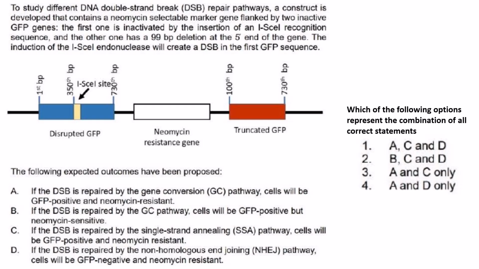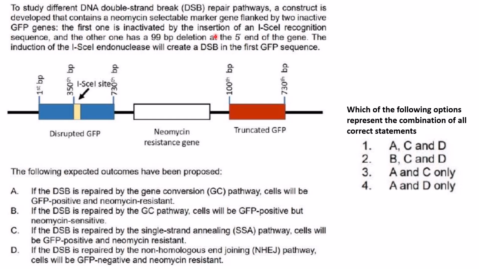So coming to the first question: to study different DNA double strand break repair pathways, a construct is developed that contains a neomycin selectable marker gene flanked by two inactive GFP genes. So this is the neomycin resistant gene, and it is flanked on both sides by inactive GFP. One is disrupted GFP and the other is truncated GFP, so it will not give any fluorescence.